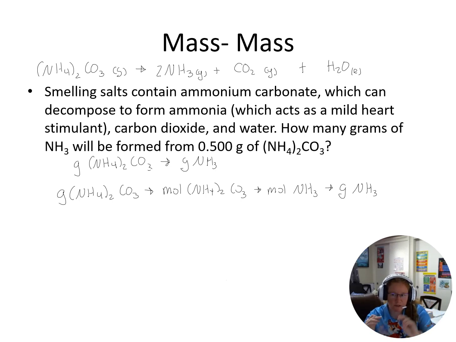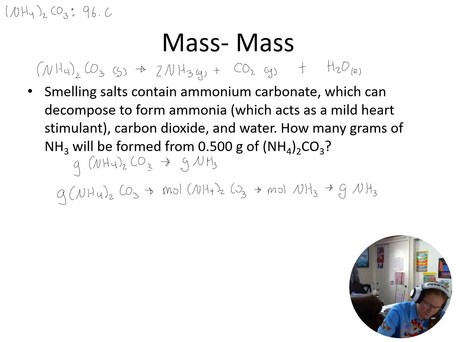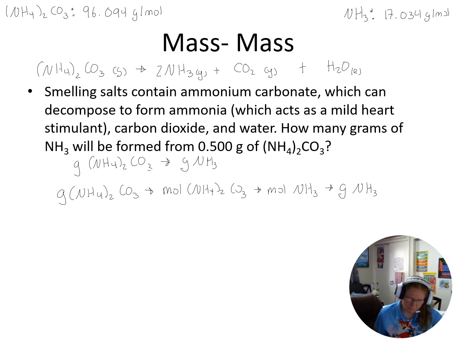In order to do these, we need 2 molar masses. We need the molar mass of ammonium carbonate and the molar mass of ammonia. So ammonium carbonate comes out to 96.094 grams per mole, and ammonia comes out to 17.034. Okay, all right, now I can solve my problem.